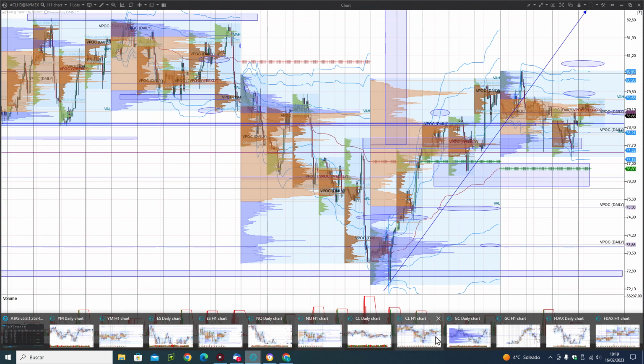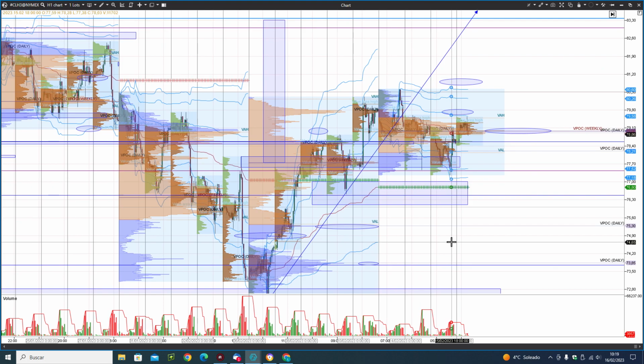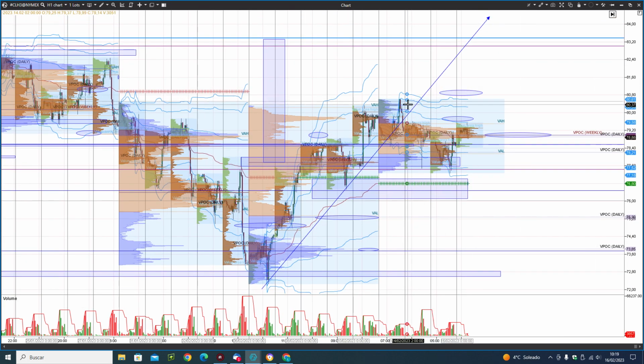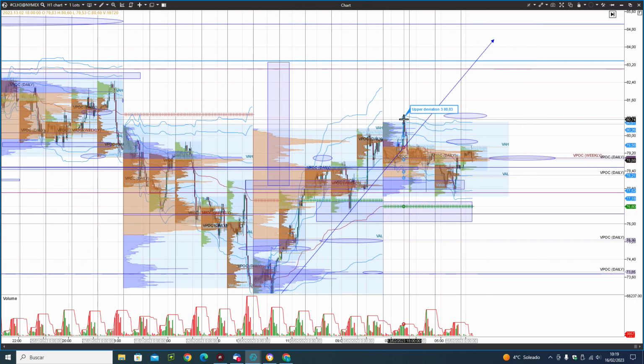About light oil, this uptrend was broken. We don't know if it's only a correction. We have here a zone with a lot of volume where the price has been rejected, and this price action zone between 78 to 77.57.